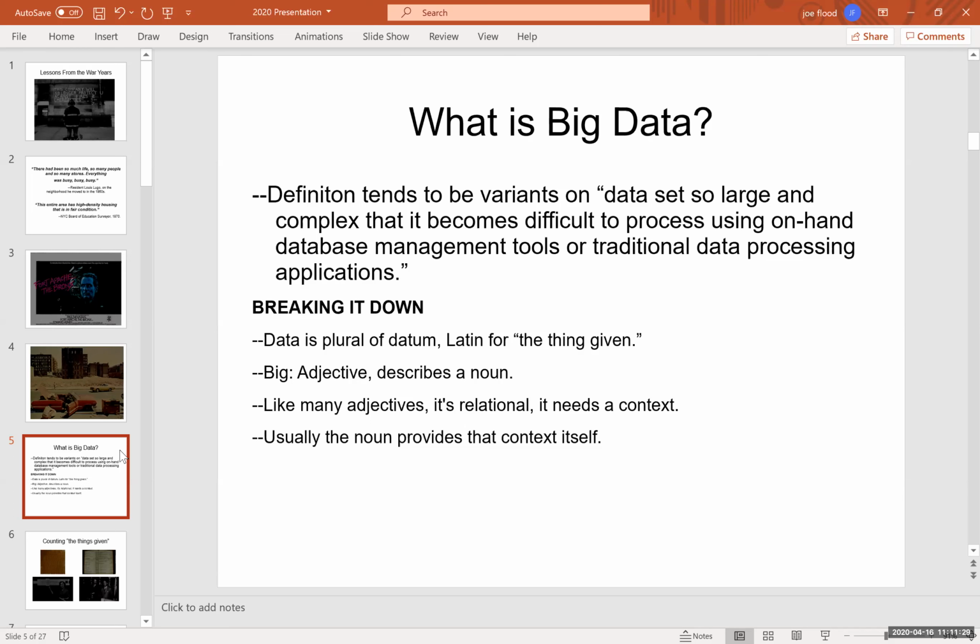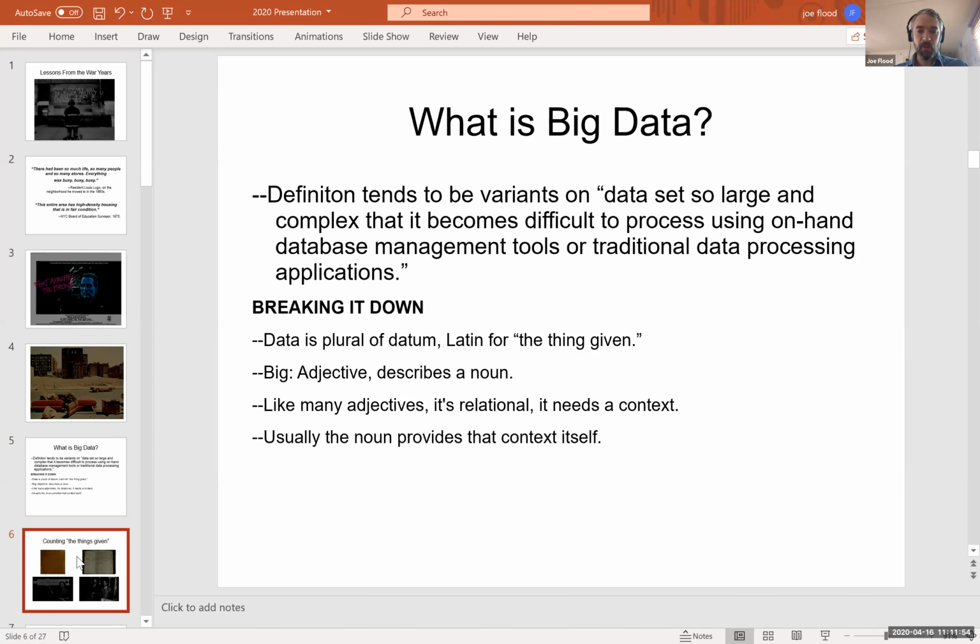So just to quickly think about this concept of data and big data. The word data is a Latin word. It comes from datum, meaning the thing given. So essentially the word itself is this idea of counting the thing given, counting reality to better understand it and to move forward with it.